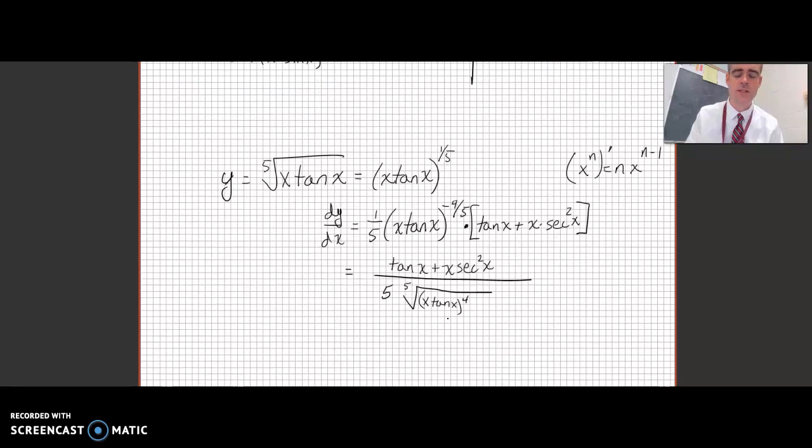And so those are just 3 examples of some chain rule questions that you can look at, and you can give them a shot. Thanks.